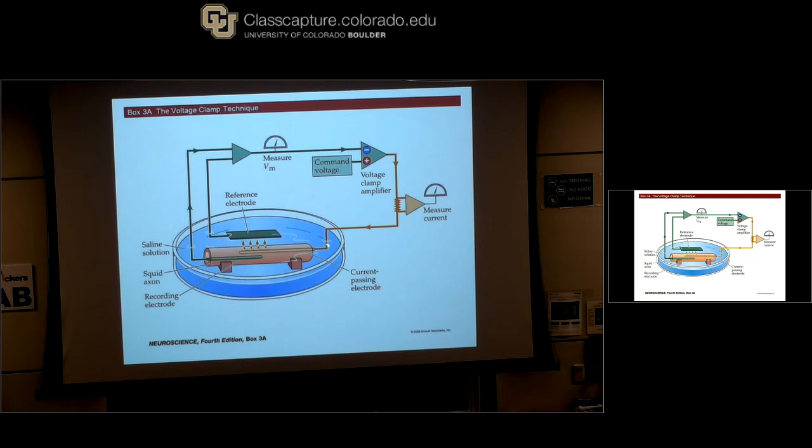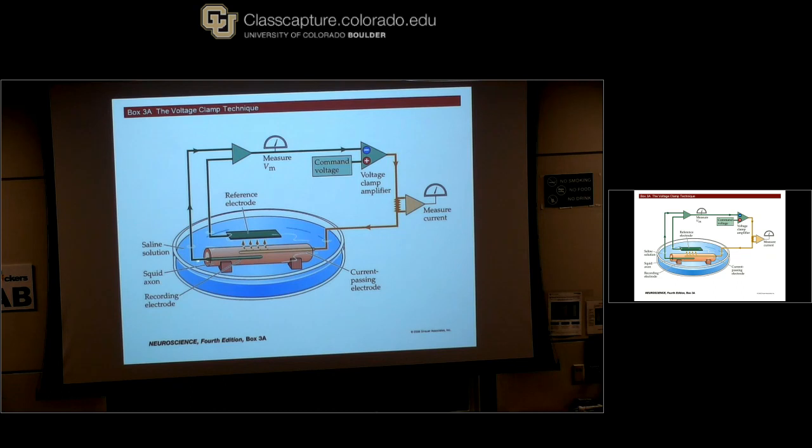So here is the piece of the squid giant axon. Here are the two wires that they were able to thread into the squid giant axon. Why? Because it's huge. And this is a really good use of a model system. So they've got a little amplifier here. They're going to measure voltage. They're going to measure current. And here, they're going to send a command voltage. So they're going to set the voltage.